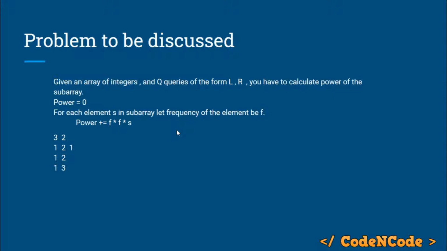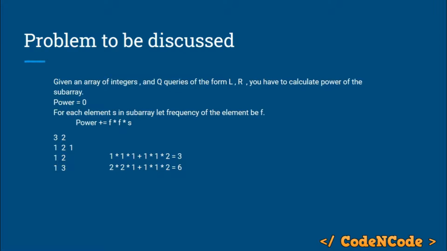For example, there are 3 elements and 2 queries. Elements are 1 2 1 and the first query is 1 2. So in subarray 1 to 2 there are 2 elements, 1 and 2. Frequency of 1 is 1, so 1 into 1, plus frequency of 2 is 1, so 1 into 2. So the overall answer is 3. Now in the second query we are asked to find the power of subarray 1 to 3. In subarray 1 to 3 the frequency of element 1 is 2, so 2 into 1, frequency into element, plus frequency of 2 is 1, so 1 into 2, so it is 6. So this is how you calculate the power. You are given q queries, each of the form L and R. You have to print the power for the ith query.